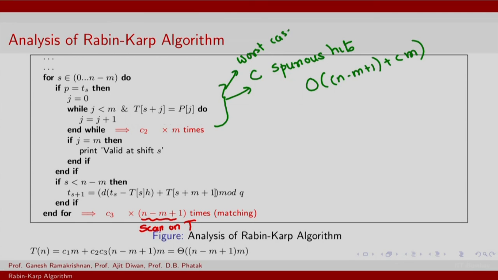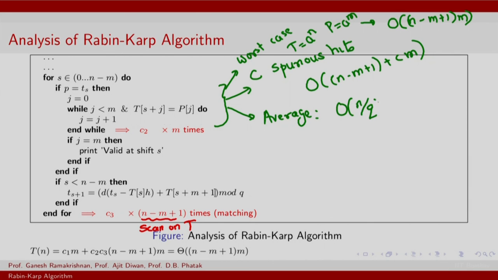We have already seen the worst case. The worst case was when T was a raised to n and P was a occurring m times, and this led to an order n minus m plus 1 times m. However, the average case is actually better. So, on an average, one can expect order of n by q spurious hits. Basically, the probability that an arbitrary t will be equivalent to p modulo q can be estimated to be 1 by q, and there are only order n positions. So, this leads to order of n by q spurious hits, and one can show that the running time in the average case is basically order of n.